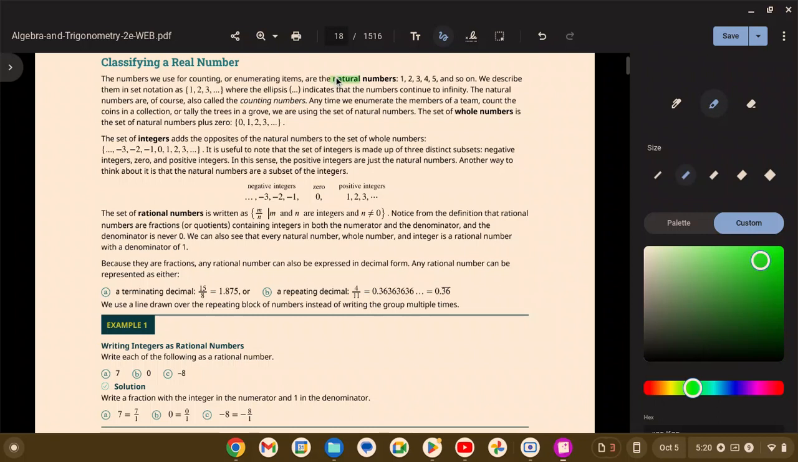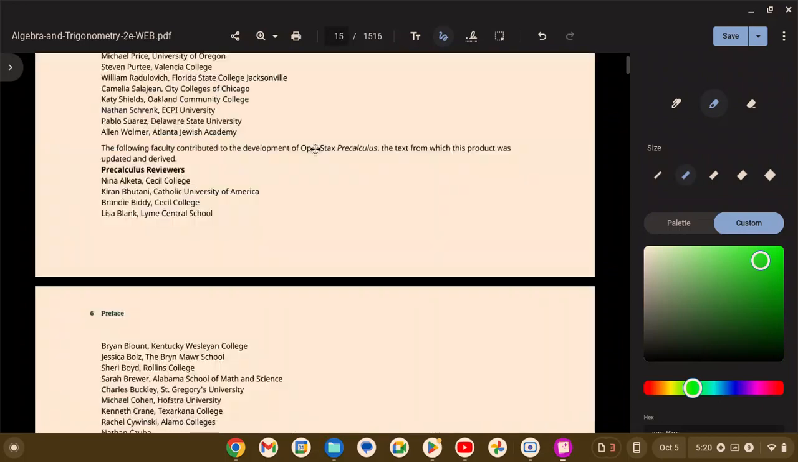Of the natural numbers. That's going to include the numbers 1, 2, 3, 4, and 5, and so on. Now, before we get through this, I'm going to go ahead and pop the pen palette out.